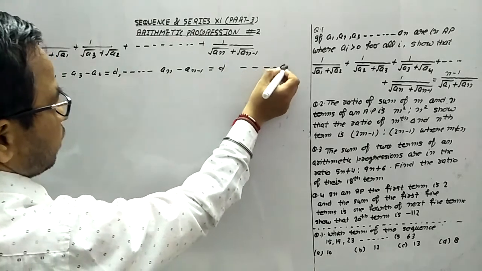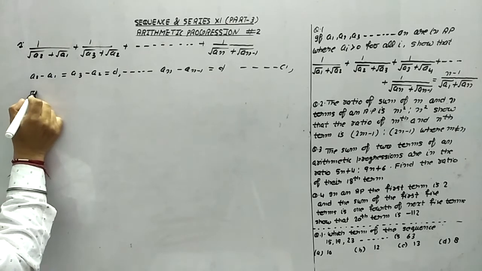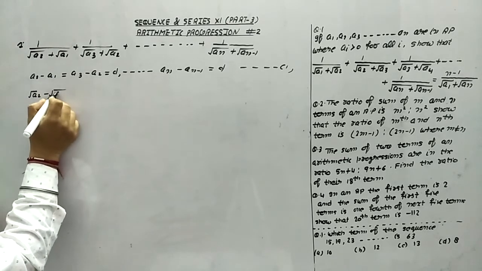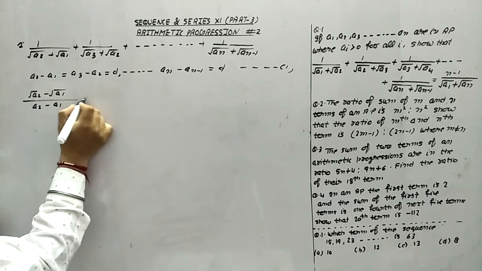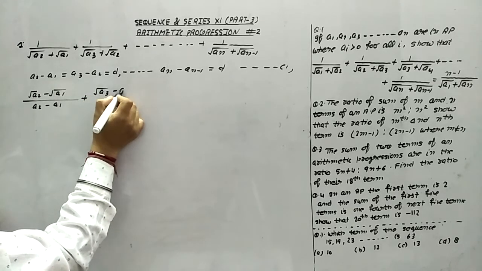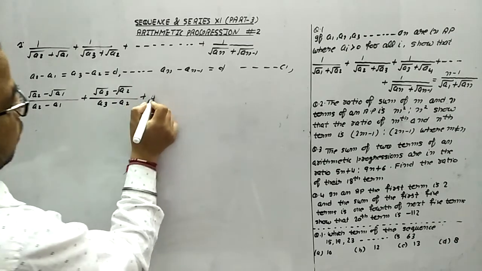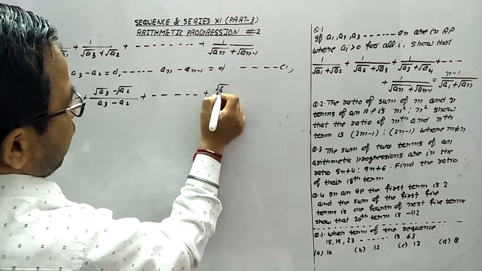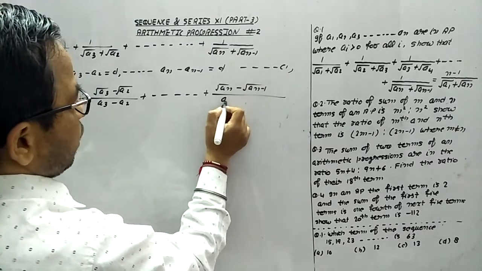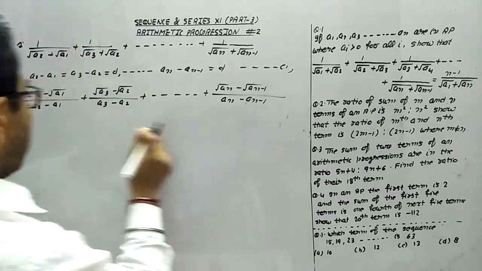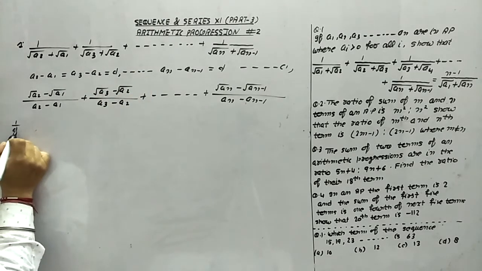Because we have to use this part, now we will use the process of rationalization. After doing the rationalization, it will give root A2 minus root A1 upon A2 minus A1, plus root A3 minus root A2 upon A3 minus A2, plus and so on, plus root AN minus root AN-1 upon AN minus AN-1. Now what we are observing is that this is D from the first equation. So 1 upon D is common.